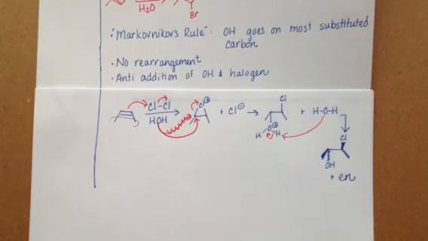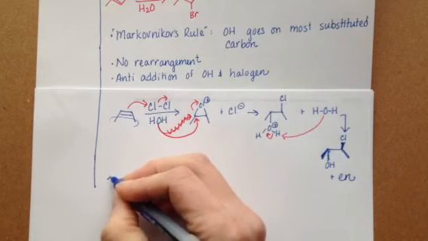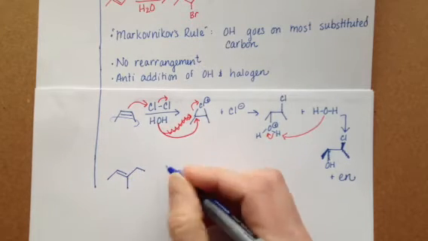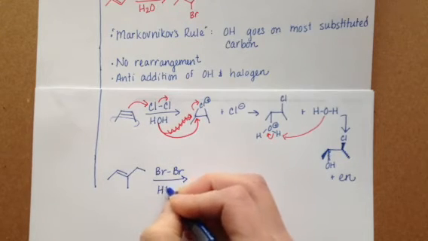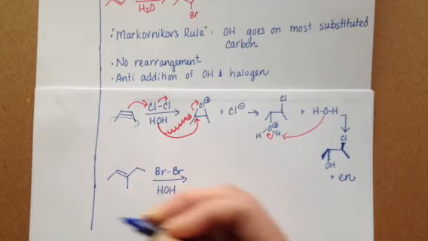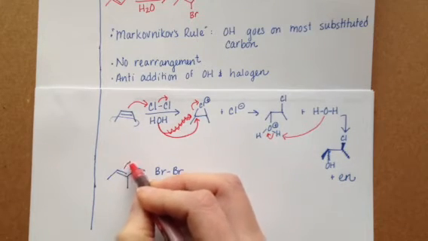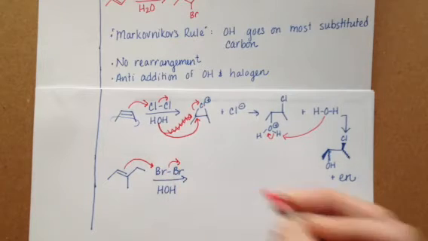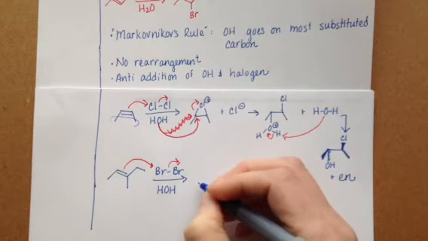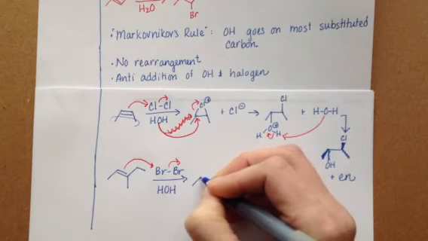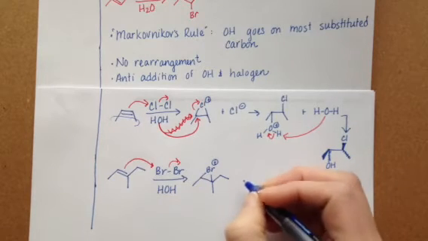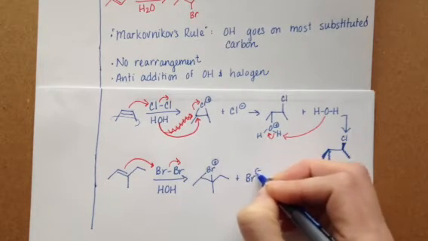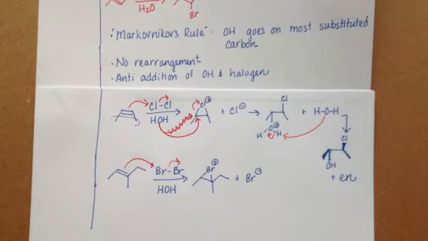Here is another example. Again, the double bond is going to attack the halogen, break the bromine-bromine bond. We're going to make the intermediate and a bromide ion kicked off. In this particular case, the next step is the water molecule attacking the intermediate.